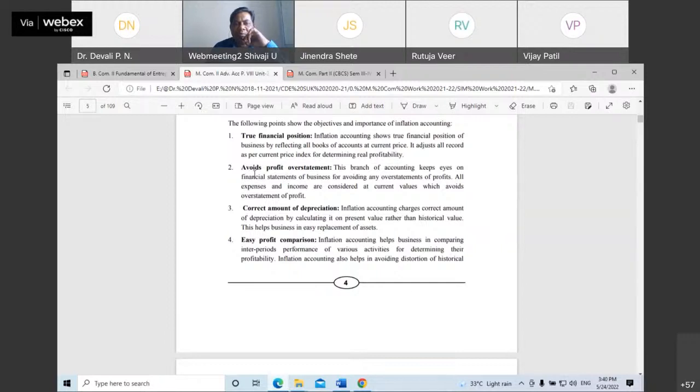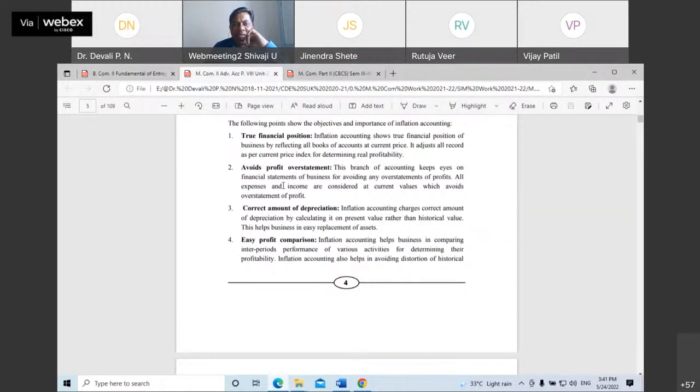It avoids profit overstatement. This is the second objective, and it also indicates the importance of our task. So what do we mean by this? Whenever you are recording expenses or income, we consider them at current values. And when you consider all values at current prices, we get the avoidance of overstatement of profit.